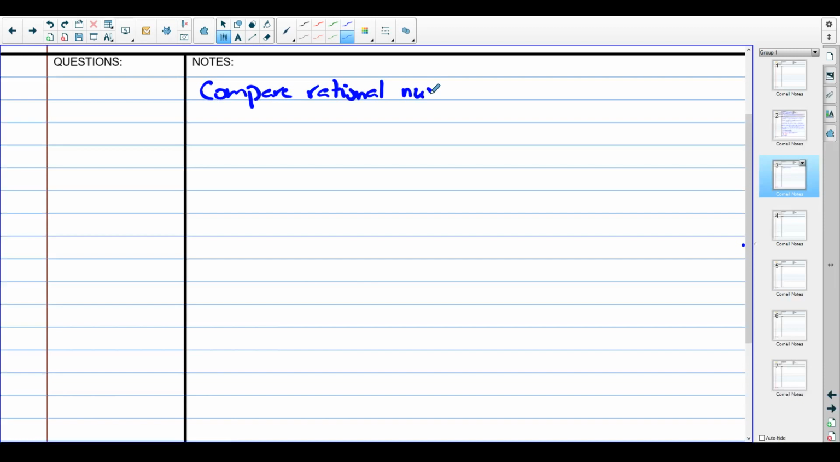So big focus, even though we talked about all the number sets, rational numbers is really where we spend most of our time. So how do we compare rational numbers? What do we do? You, not we. I would put we, because I think it's a team effort, but my notes here say you, so I'm going to stick with you. You need them being rational numbers, in the same form.